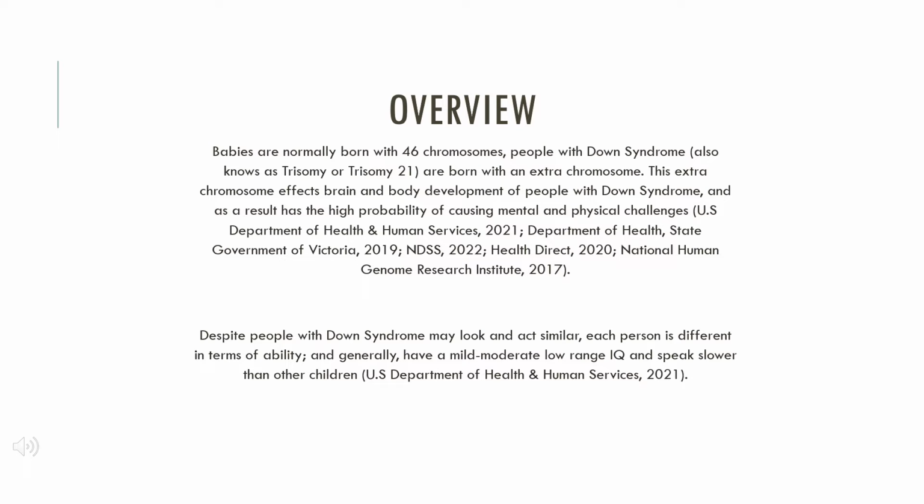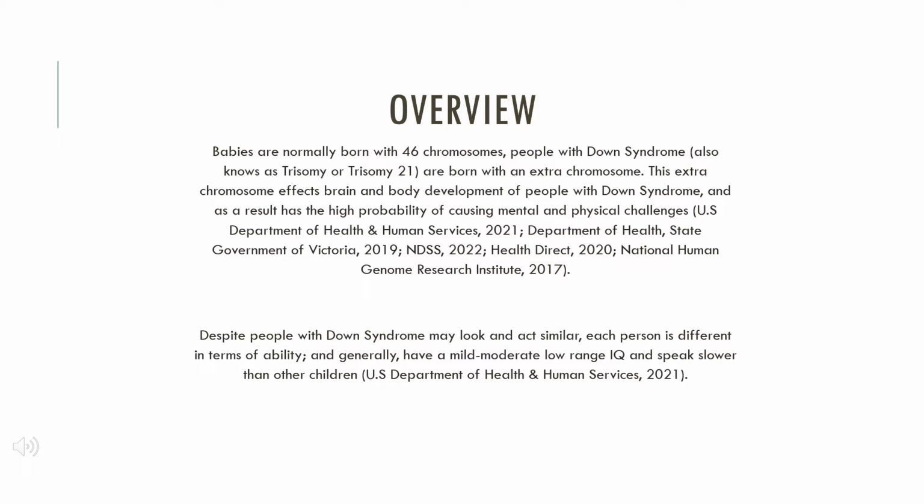Babies are normally born with 46 chromosomes. People with Down syndrome, also known as trisomy 21, are born with an extra chromosome. This extra chromosome affects the brain and body development of people with Down syndrome, and as a result has a higher probability of causing mental and physical challenges.